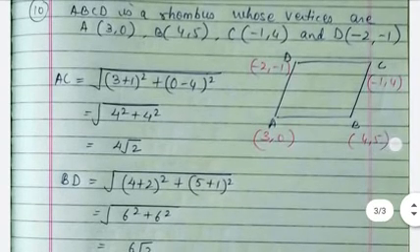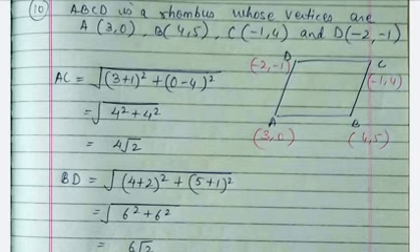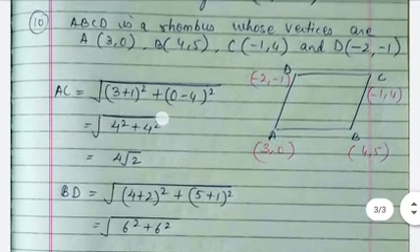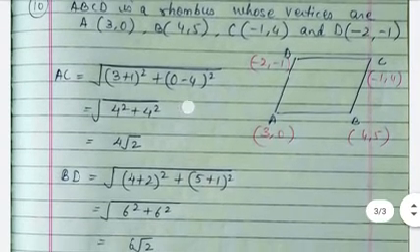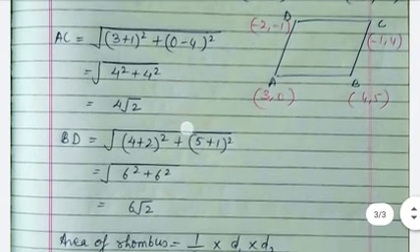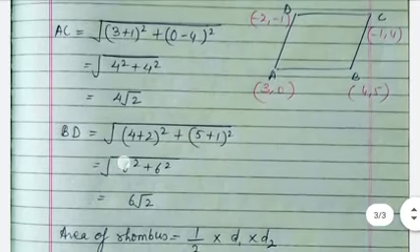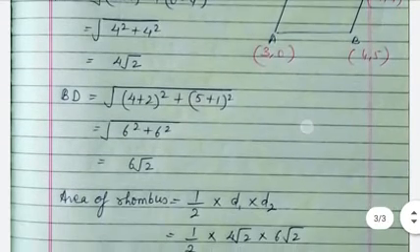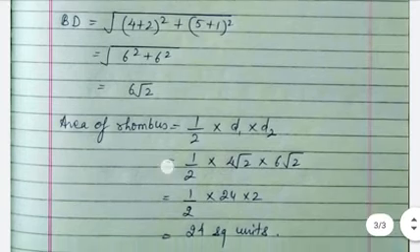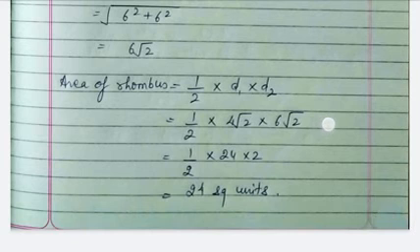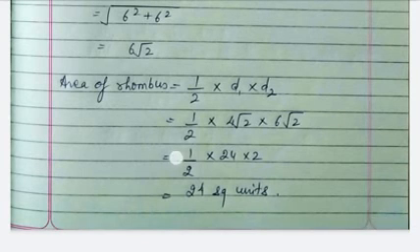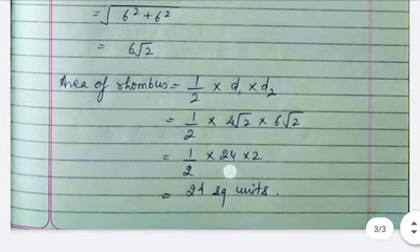Now, here what you have to do is find the lengths of the diagonals AC and BD. I am applying the distance formula here, right? Applying the distance formula, AC equals root of (3 + 1)^2 + (0 - 4)^2, that is 4 root 2. For BD, we have root of (4 + 2)^2 + (5 + 1)^2, that is 6 root 2. For the area of the rhombus, the formula is half of d1 into d2, that is diagonal 1 into diagonal 2. Putting all the values, 1/2 into 4 root 2 into 6 root 2, that is 1/2 into 24 into 2. So the answer is 24 square units, the area of the rhombus.